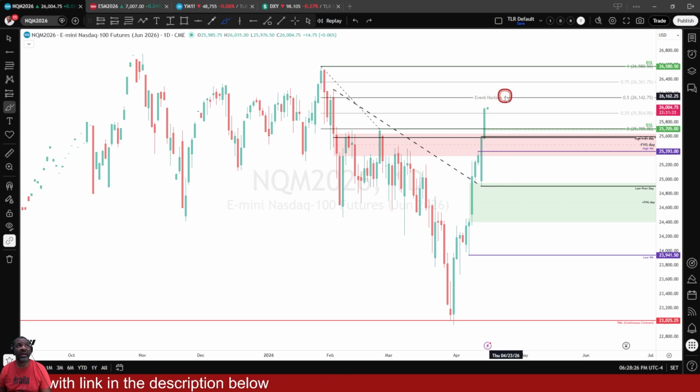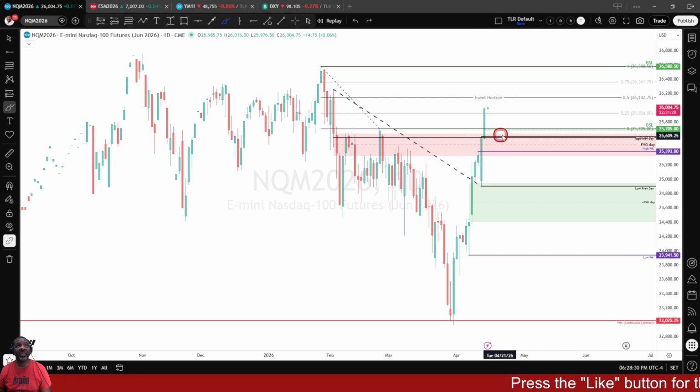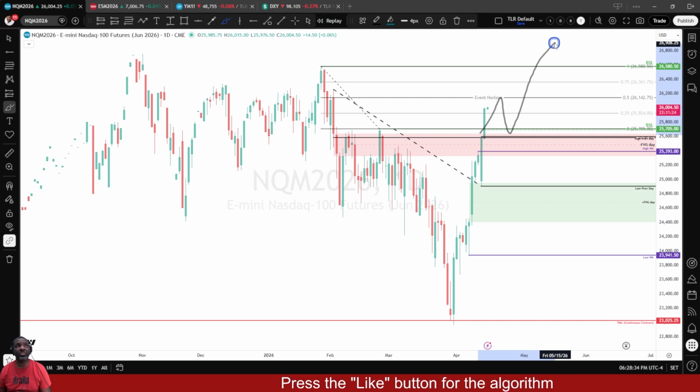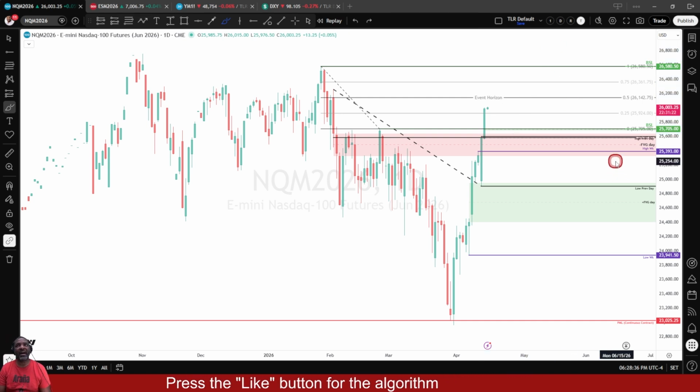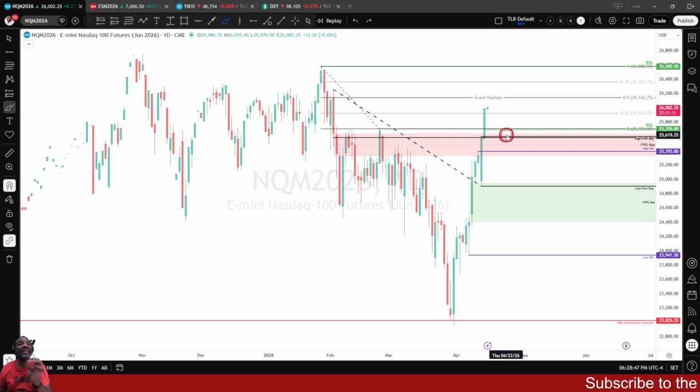Okay, so we have anticipated areas of resistance, anticipated areas of support. So we can map out in our mind how we want to move forward, how we are going to engage with price. We can do it educatedly and not just guess, not just take a shot in the dark.